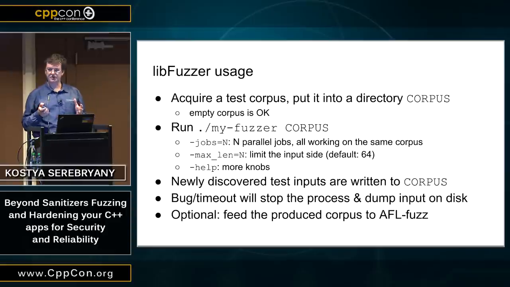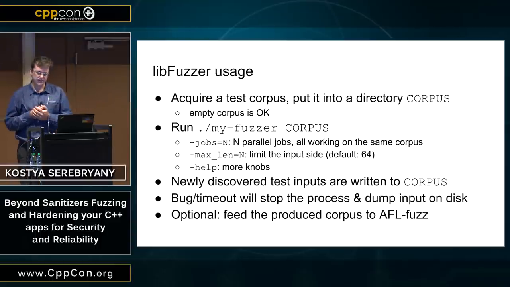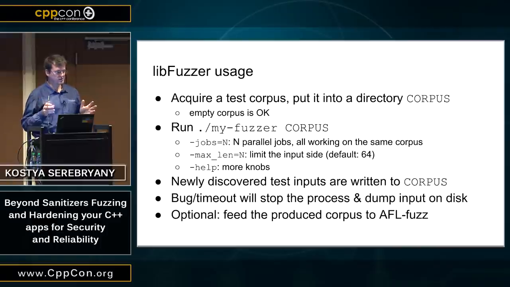You put the corpus into the directory, one file per input, and then you simply run the fuzzer like this: fuzzer and corpus. This is all you need for the basic functionality. There are lots of knobs in the fuzzer, and the goal of my team in the coming year is to eliminate all of the knobs and just leave the basic way of running, fuzzer, corpus.